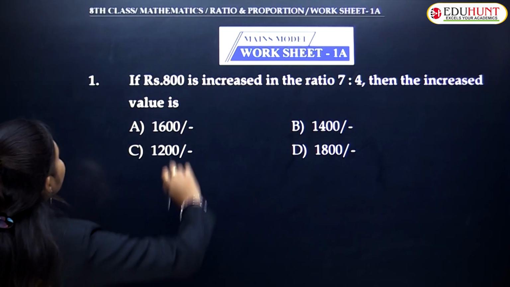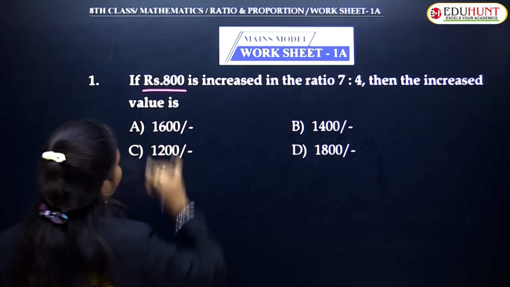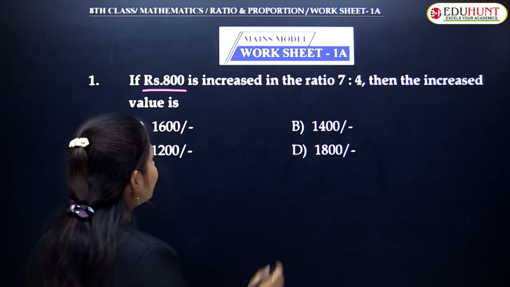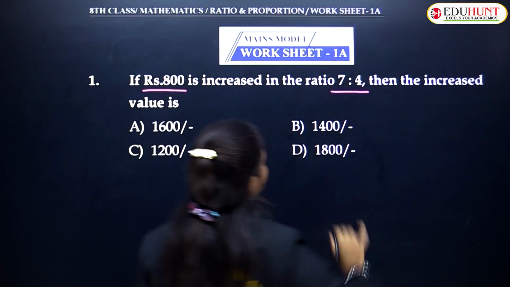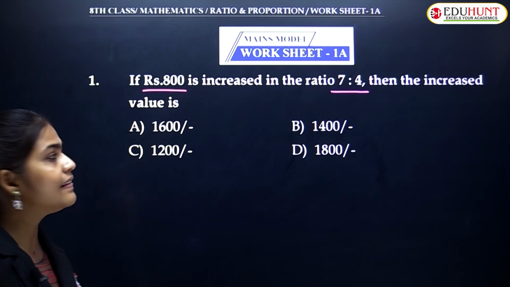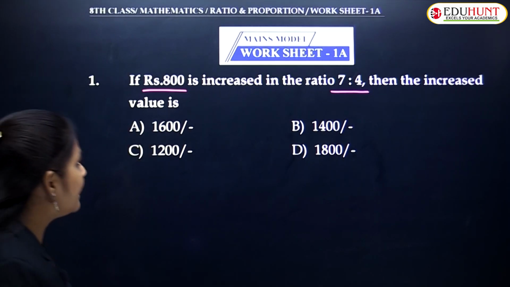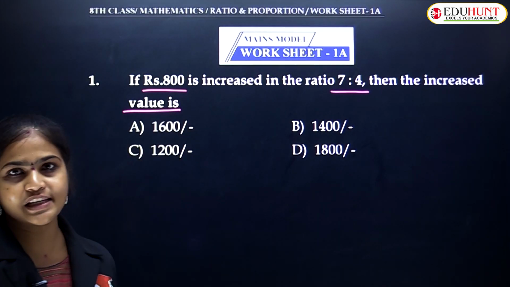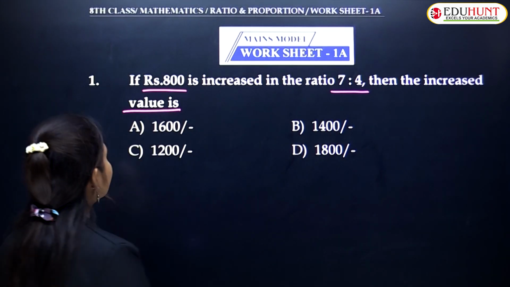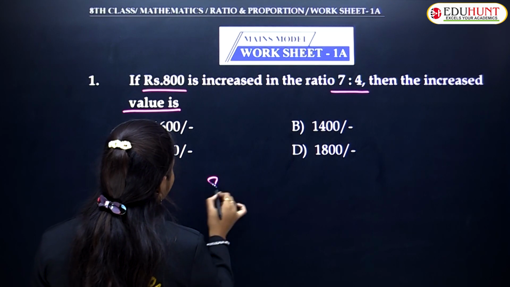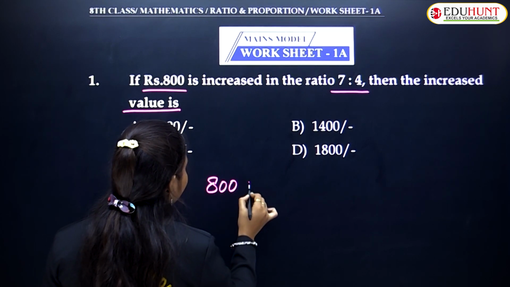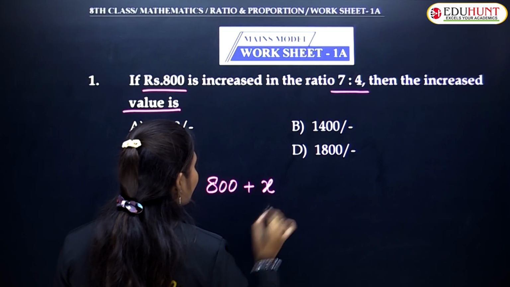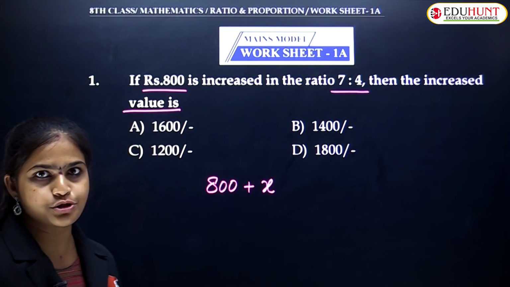If 800 rupees is increased in the ratio 7:4, then the increased value is... So children, see here, what they are saying is, 800 rupees is there, and 800 rupees is increased. Here the increased value is in the ratio 7:4.